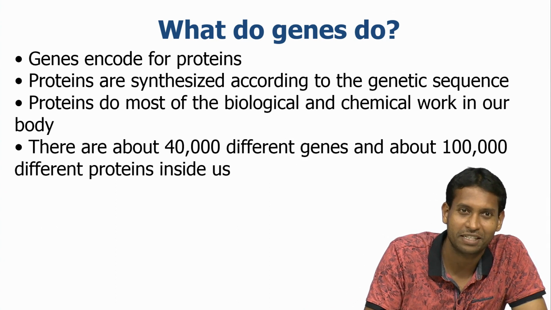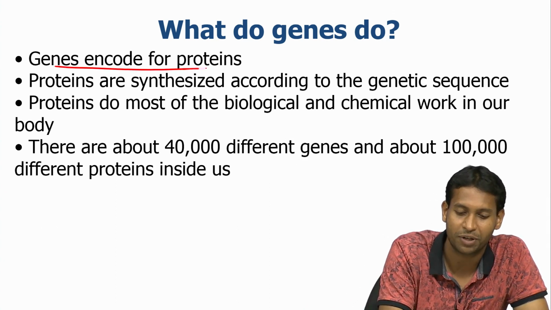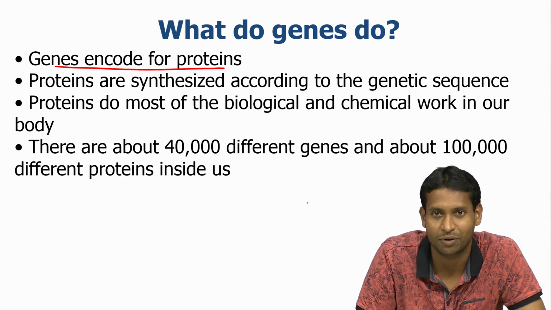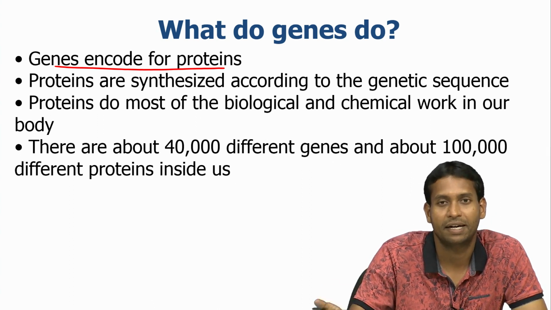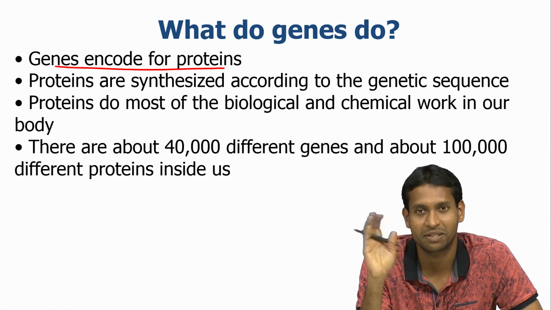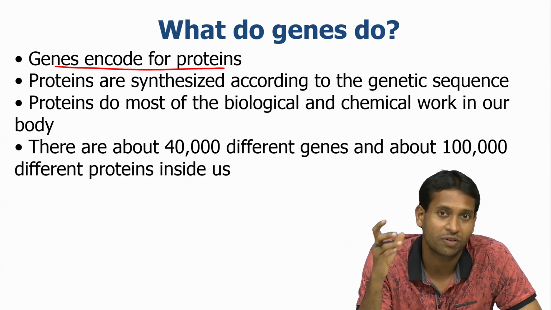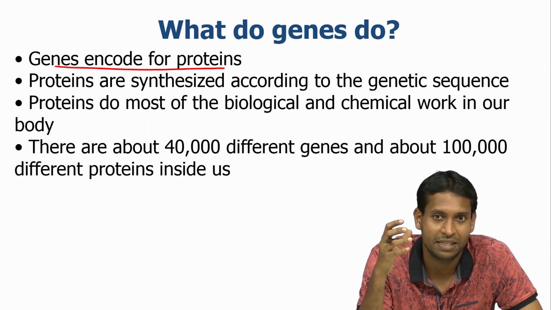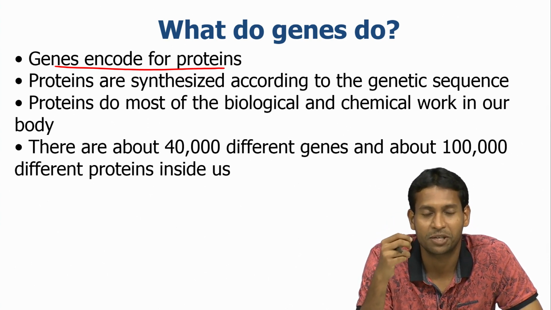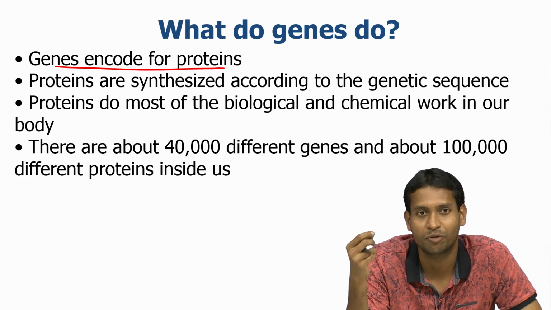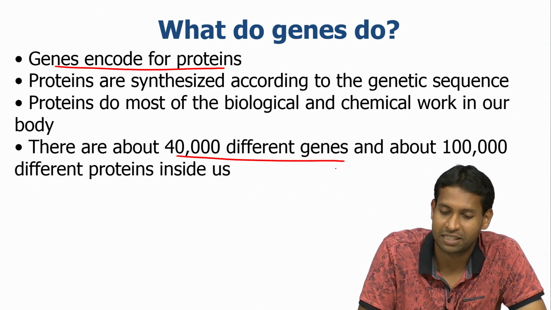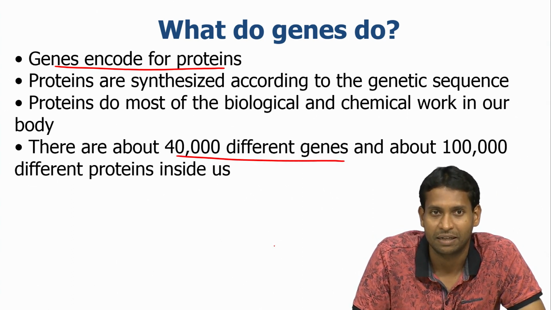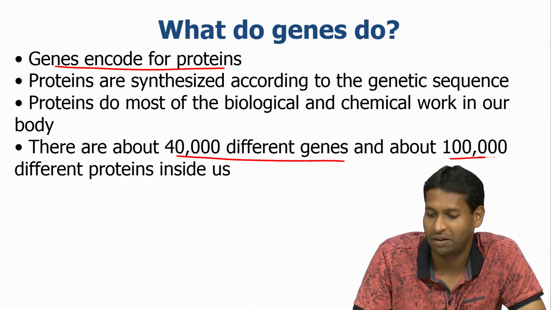To be very simple, the basic definition is that genes encode for proteins. Anything that is encoded, that information is in genes, and proteins are synthesized based on the genetic sequence. So you can change the protein sequence on the basis of the genetic sequence. Proteins do most of the biological and chemical work in our body. Genes are basically just storage units storing the information so that every cell can make more and more proteins. We have about 40,000 different genes in our system, and those combine together to form about 1 lakh different proteins.